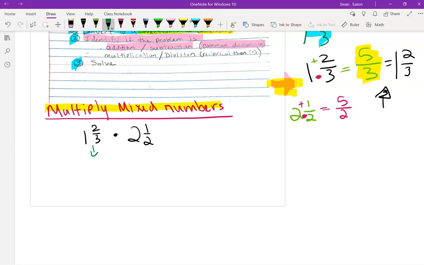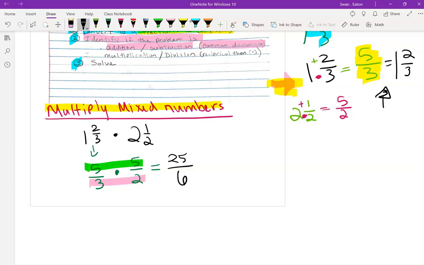So 1 2/3 we know is 5 over 3. And 2 1/2 is 5 over 2. And here's my multiplication symbol. And you're going to love multiplying mixed numbers, because when you're multiplying, you just multiply straight across. So 5 times 5, that is 25. And 3 times 2, that is 6.